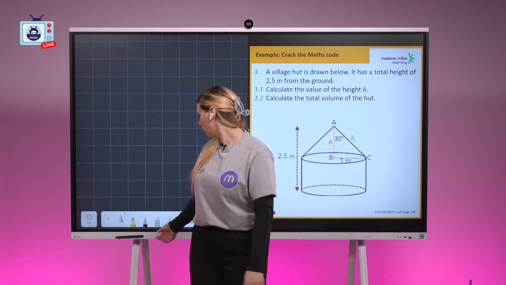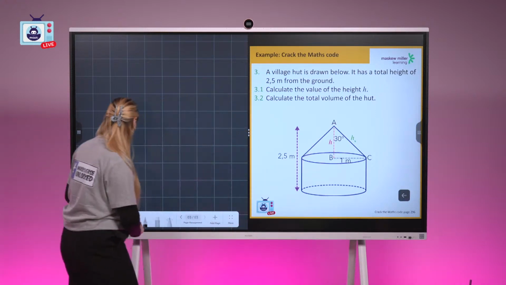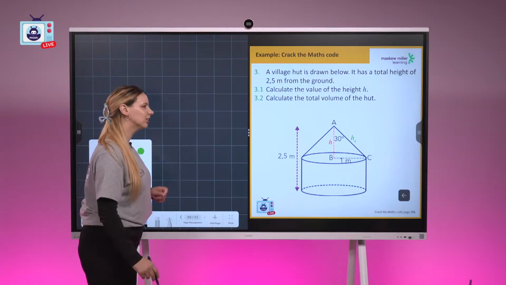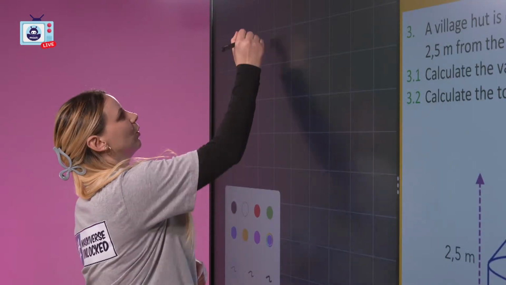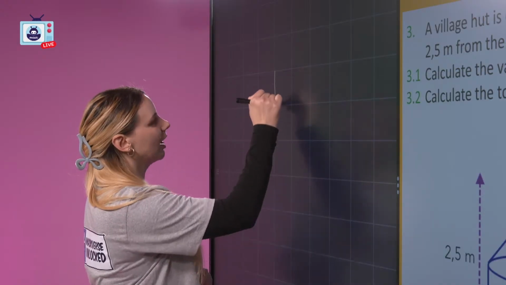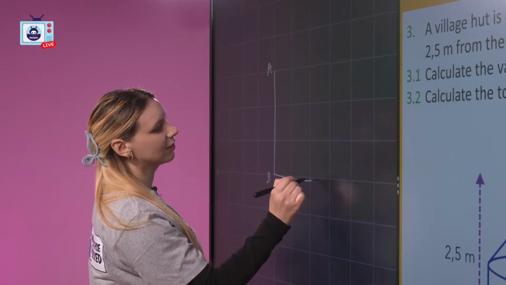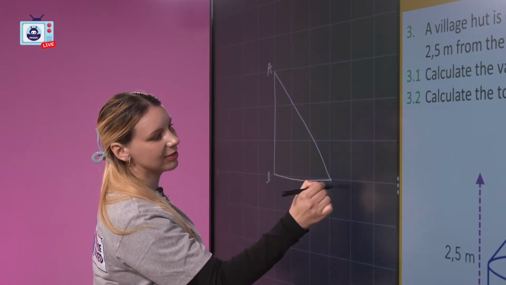I'm just going to redraw some information that's on here. As you can see, there is this right angle triangle over there. You have the triangle A, B, and C.